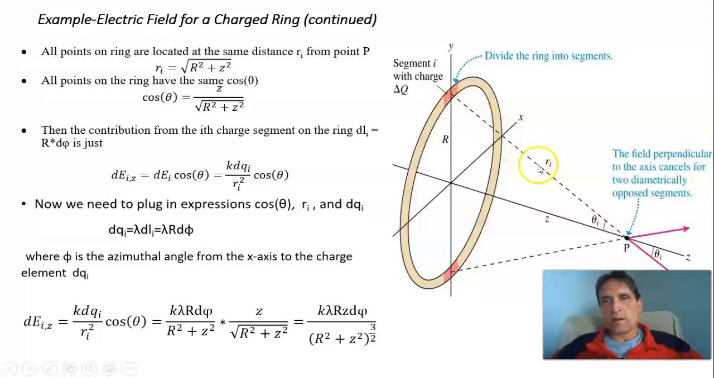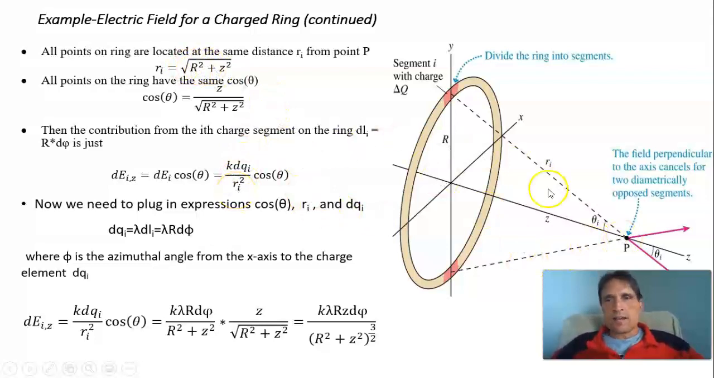Okay, it's just the Pythagorean theorem. Little r_i squared is big R squared plus z squared. And so all of these points are located at the same distance, little r_i, from point P. And so we're going to substitute that in here.